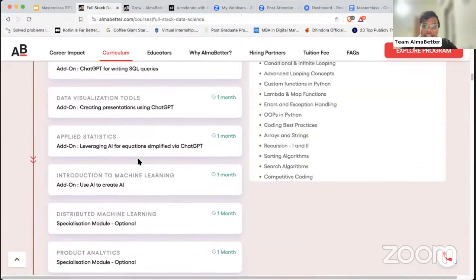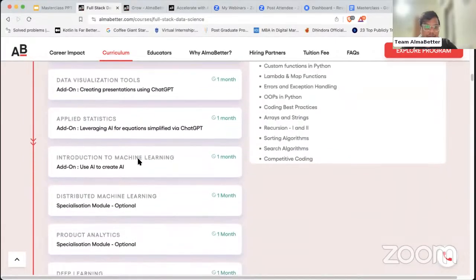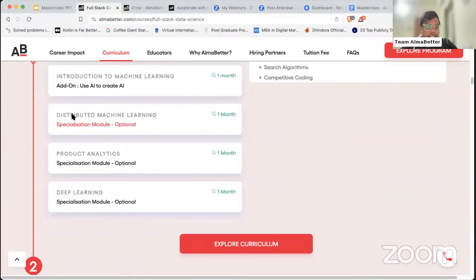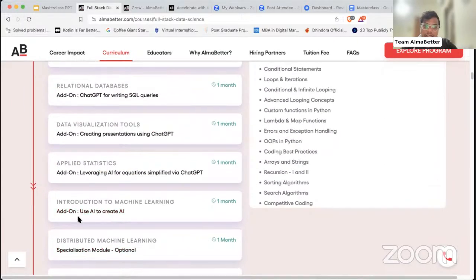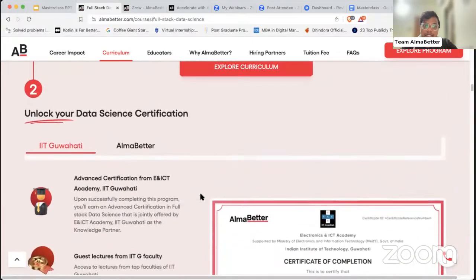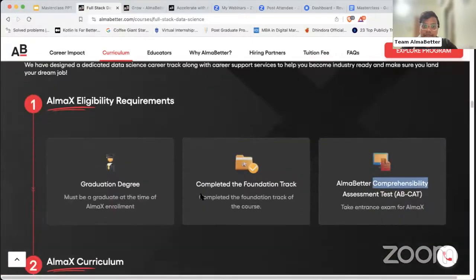So in specialization, we have these things like in-depth machine learning, product analytics, and deep learning. You can select any one of your choice, and you can go through them. So these are optional things. If you have completed up to introduction to machine learning, you can opt for Alma X.